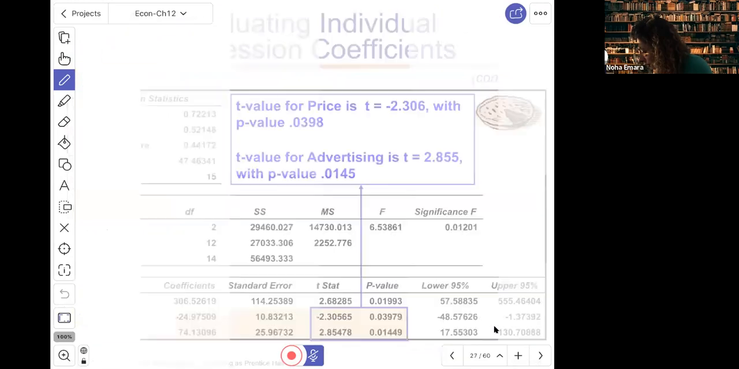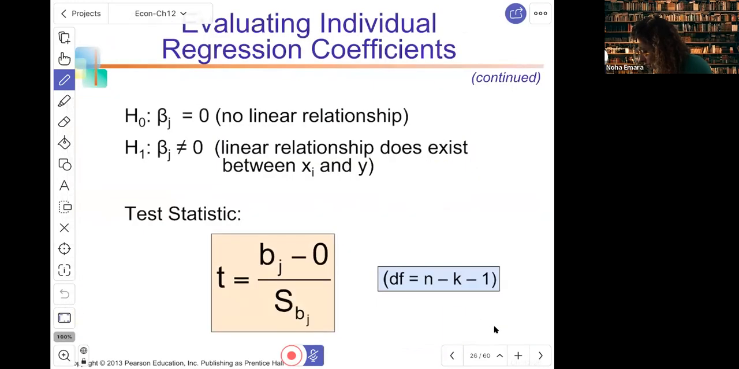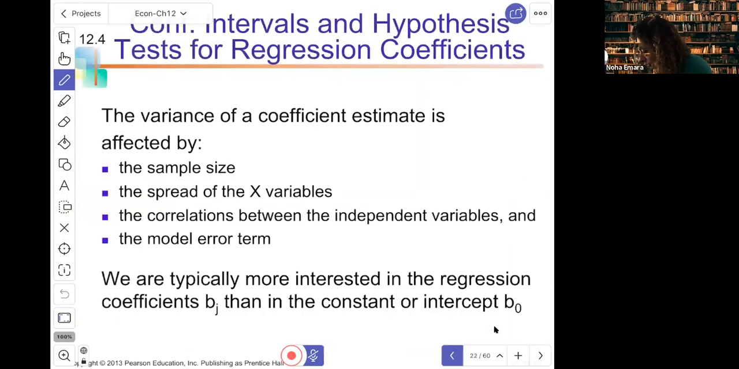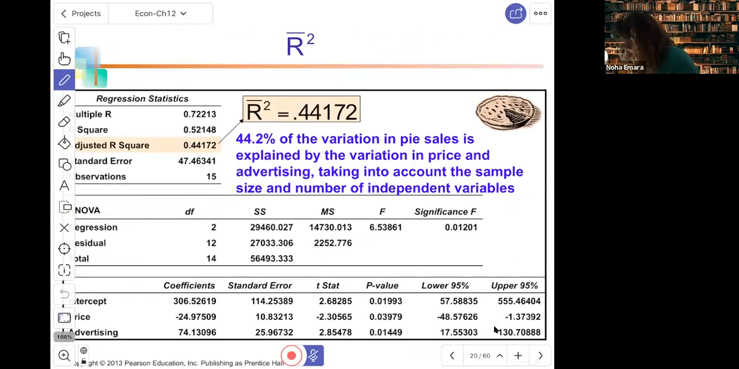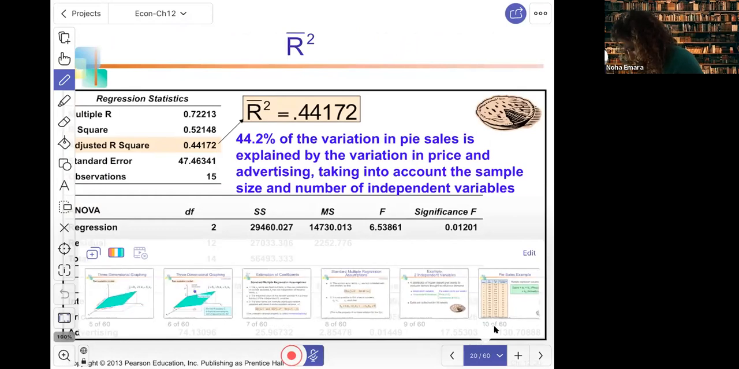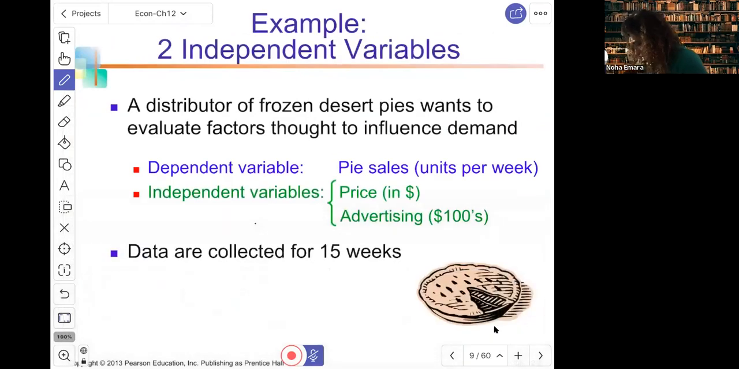So in this example, we have a multi-regression analysis. Let me go to the start, let me see this example. Okay, so this example is about pie sales, and it's not in dollars, it's actually how many pies you sell per week, okay? And it's a function of the price of the pies, and it's a function of advertising per 100.